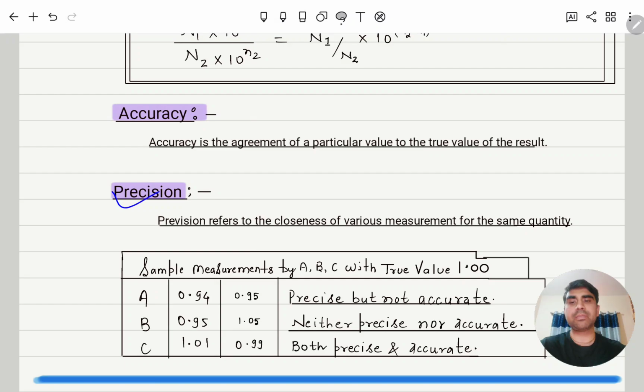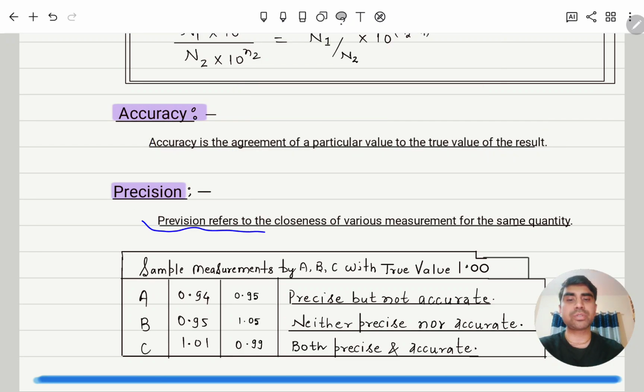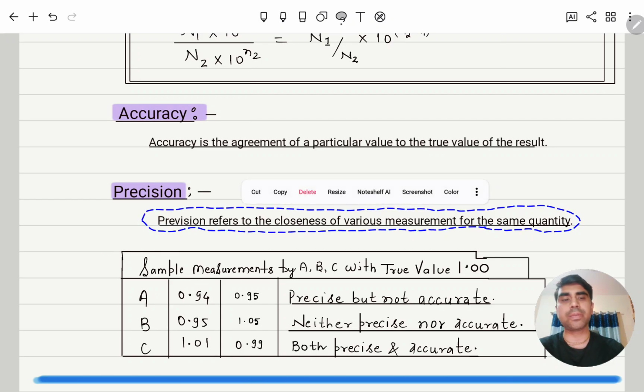So accuracy and precision are two very important concepts here, the last topic. Accuracy is the agreement of a particular value with the true value of the result. Whereas precision refers to closeness, not to the accurate value, but just closeness of various measurements of the same quantity.